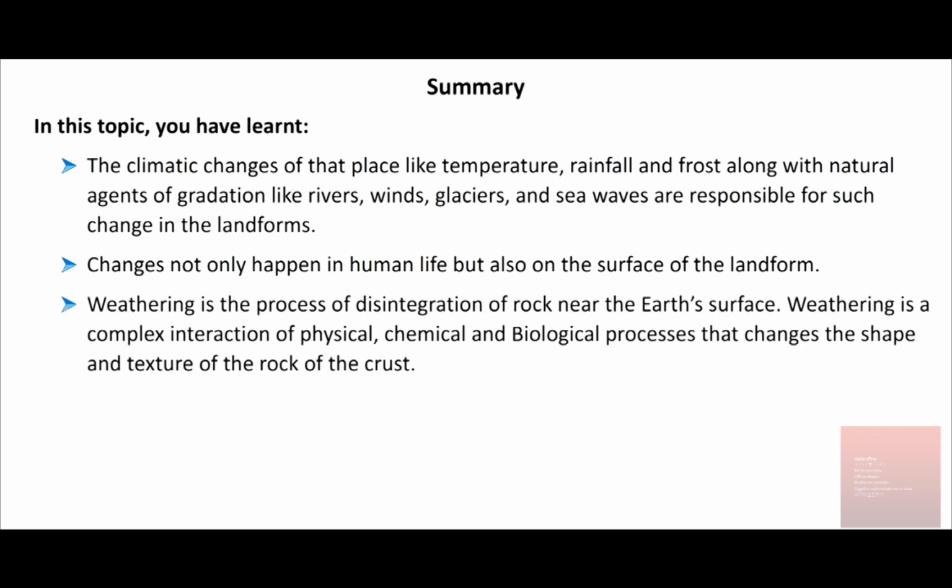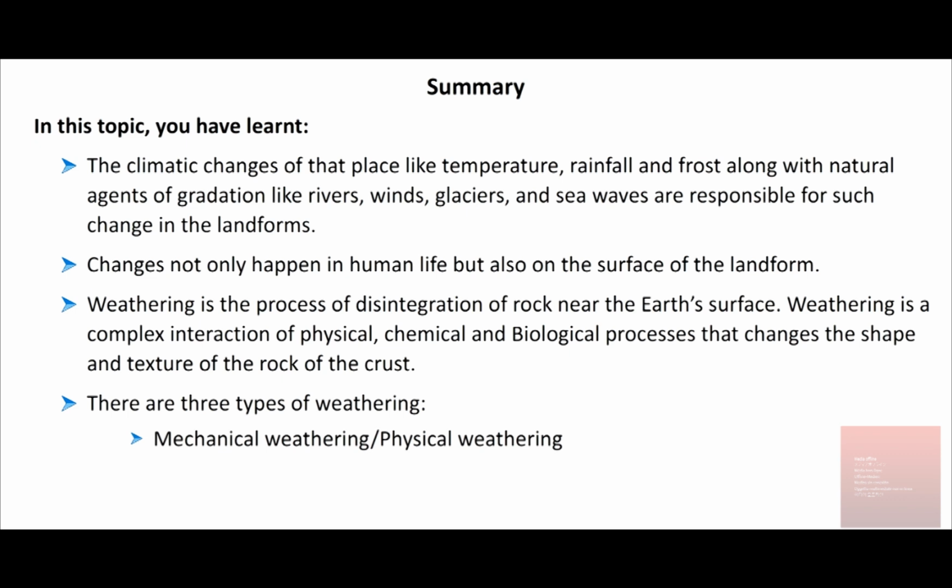Weathering is the process of disintegration of rock near the Earth's surface. Weathering is a complex interaction of physical, chemical and biological processes that changes the shape and texture of the rock of the crust. There are three types of weathering: mechanical weathering or physical weathering, chemical weathering and biological weathering.